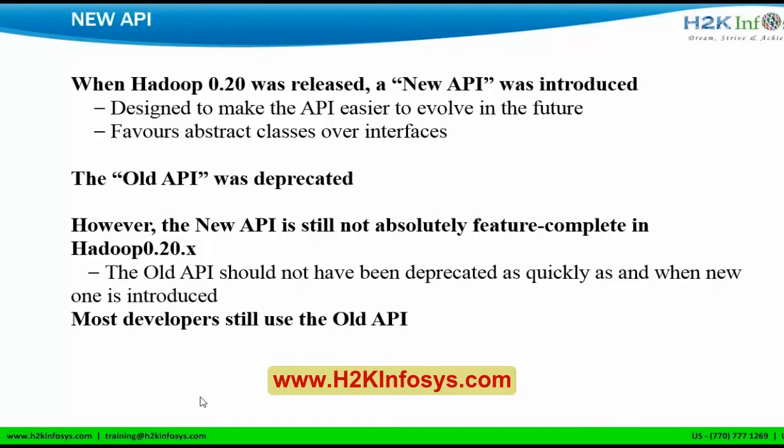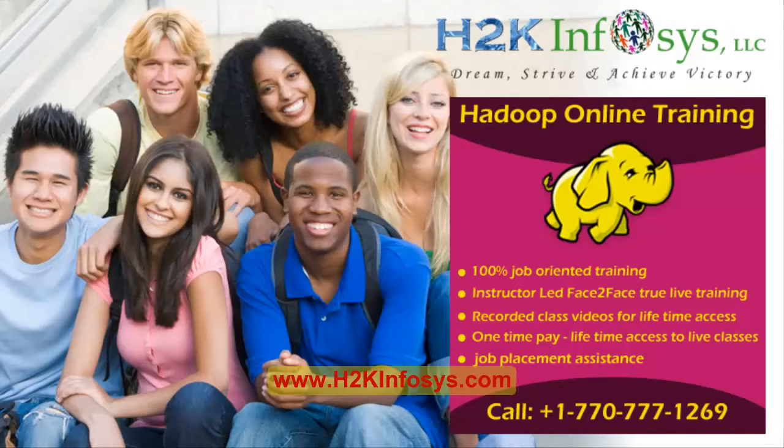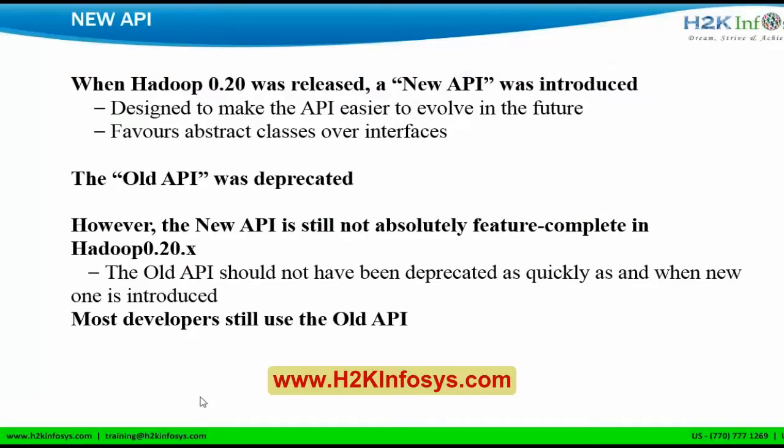And the new API is type incompatible, as I told you, so everything needs to be rewritten to take advantage of the new API. Coming to the second point, it favors abstract classes over interfaces. We can add a method to our abstract class without breaking older implementations of the class. Adding new classes is much easier here, and the mapper and reducer themselves are abstract classes. In the older API you would write extends with implements, but here the mappers and reducers are written in a different way. We will see it in our next slide.